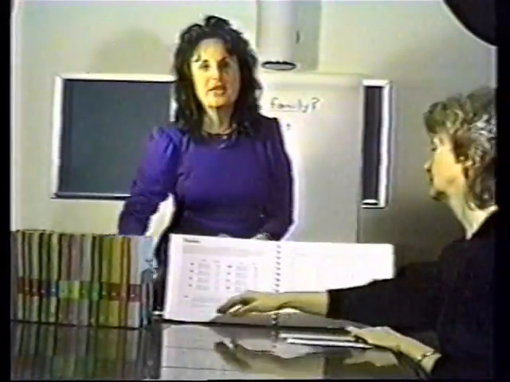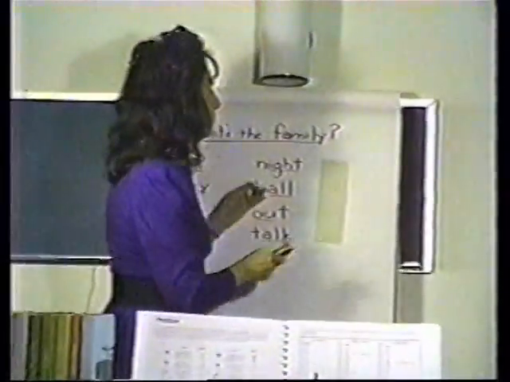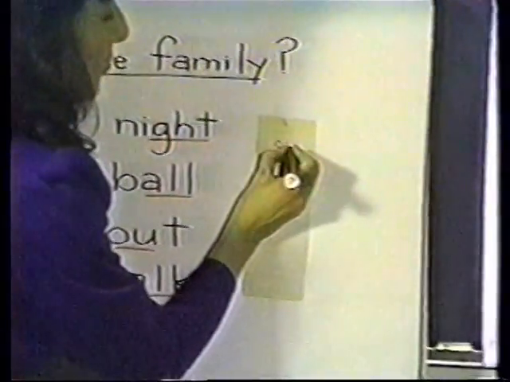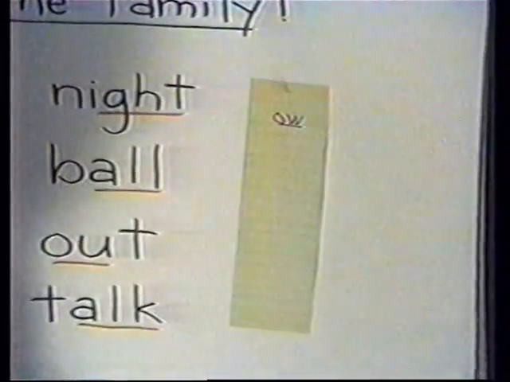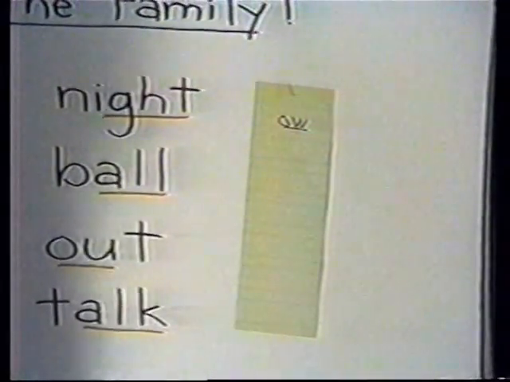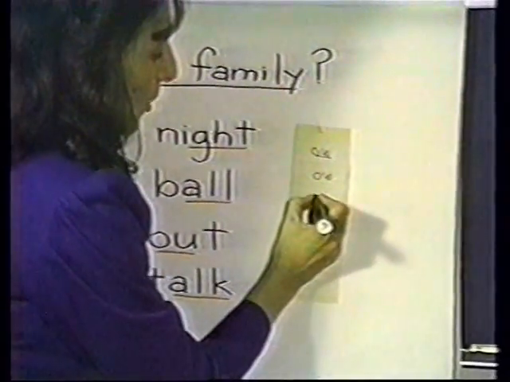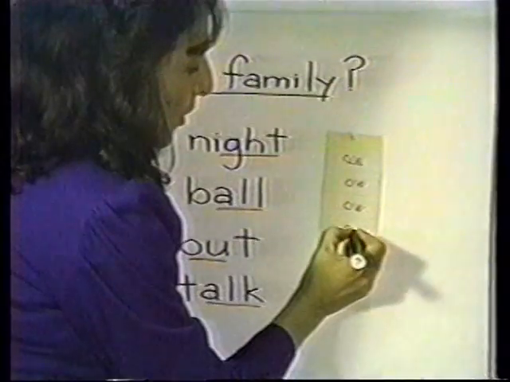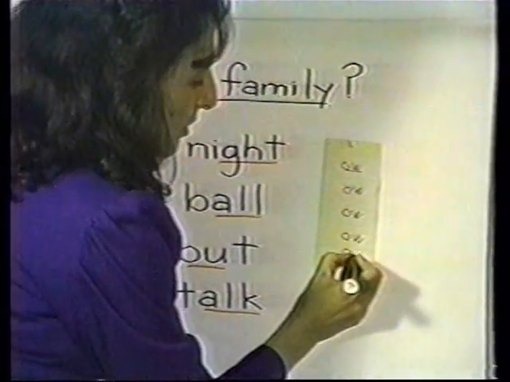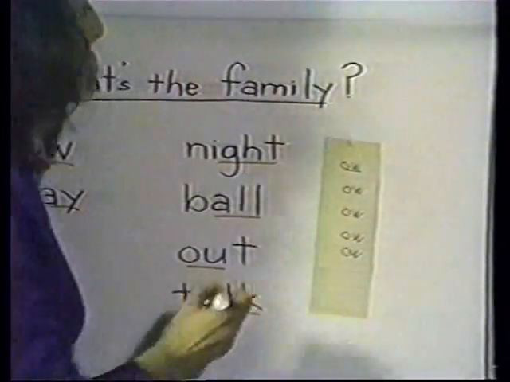Please take a piece of paper and follow along. At the top of your paper, write OW and put a line under it. Now, we're going to sound and write that 4 times. Sound and write. Say ow, ow, ow, ow.